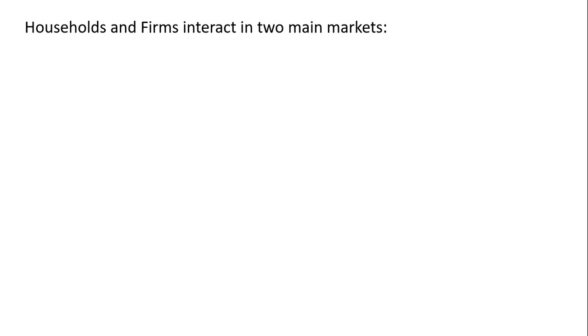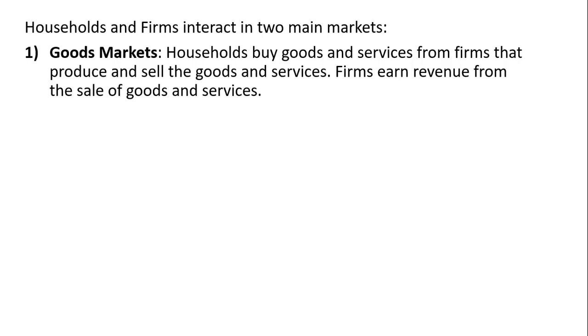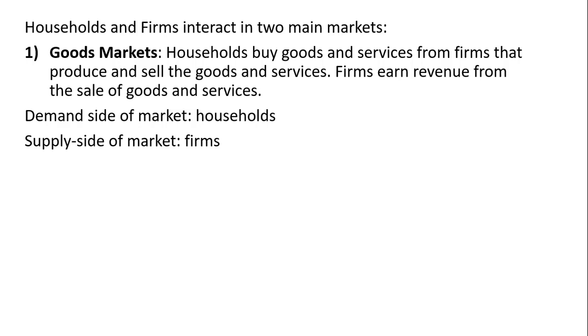So households and firms are going to interact in two main markets. Goods markets is where households buy goods and services from firms that produce and sell the goods and services. Firms earn revenue from selling these goods and services. In this market, the demand side consists of households, so households demand goods and services. And in the goods market, the suppliers, the supply side of the market, are the firms. Firms supply goods and services. Later on, we'll talk about supply and demand in a lot more detail.